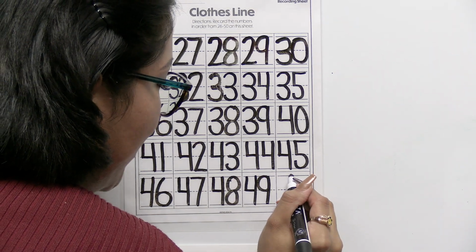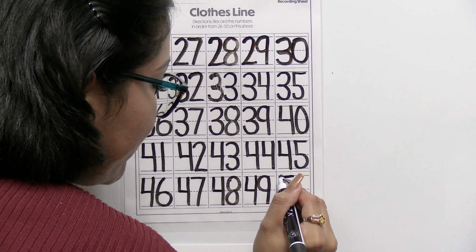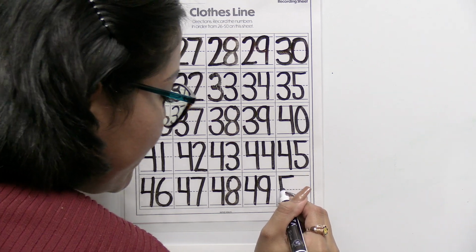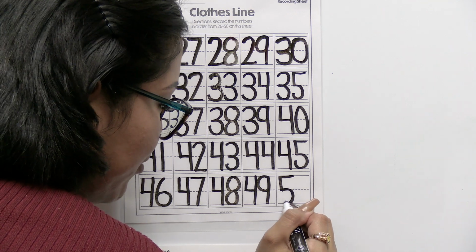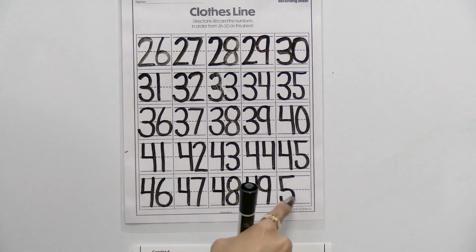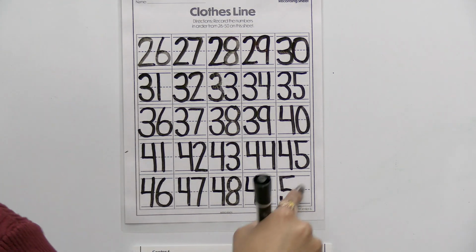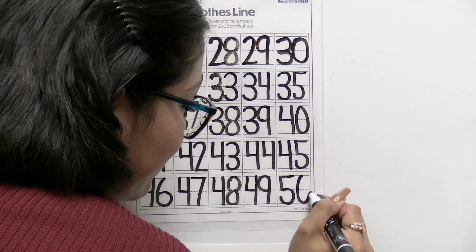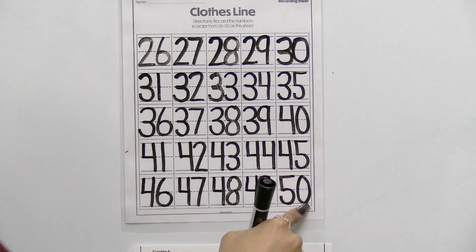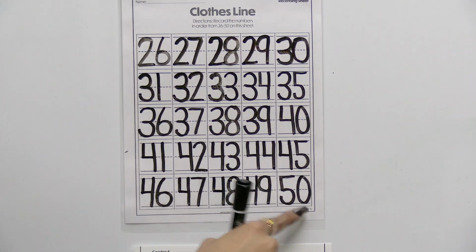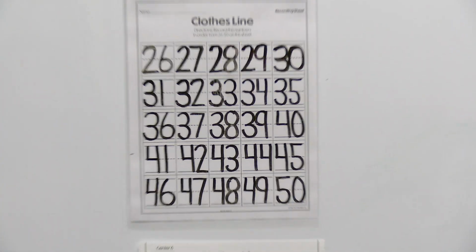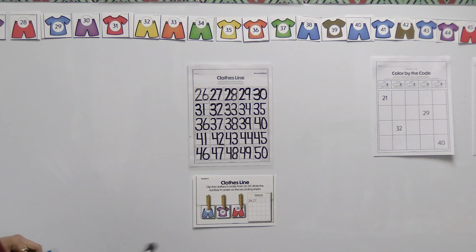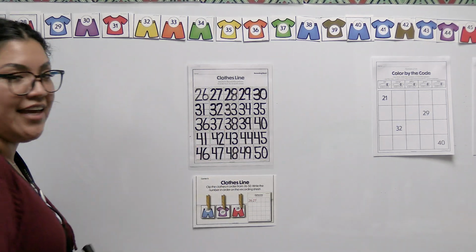So let's write number 50, starting with the number 5. So we're going to come to the top, go across, and then we're going to go down, stop at the dotted line, and then loop at the bottom to make a 5. And then next we have to make a 0. So we're just going to make a little circle to make a 0. So 50.